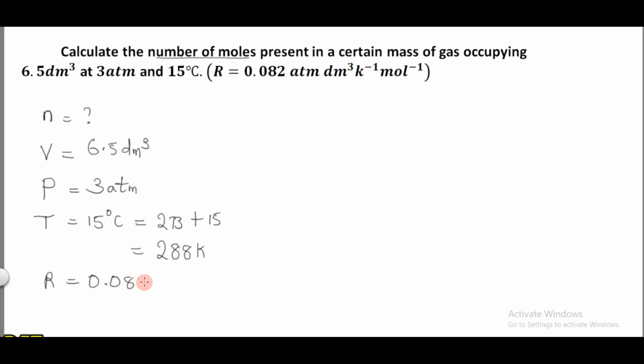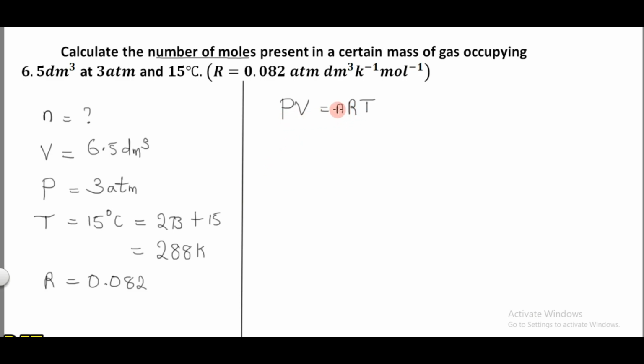And then we are given our R, which is the universal gas constant, to be 0.082 atm dm3 per Kelvin per mole. So having fished out the parameters, the next thing I would do is to write out the formula for an ideal gas equation. So an ideal gas equation is PV is equal to nRT.